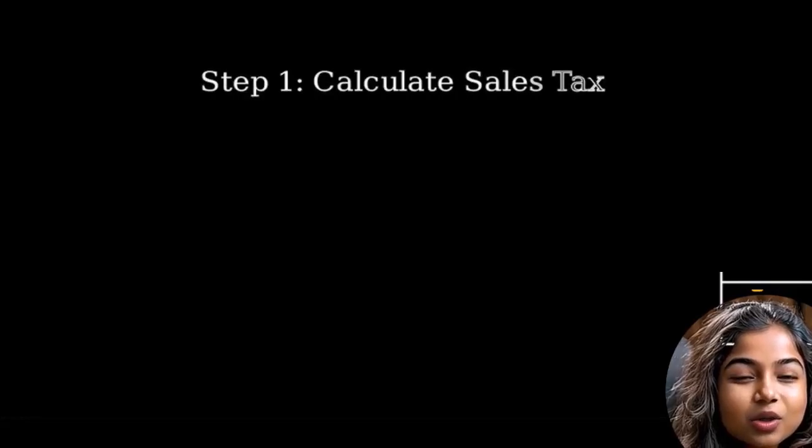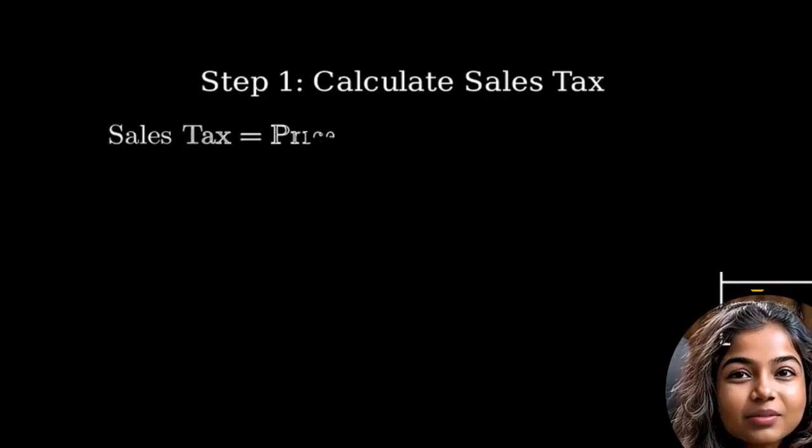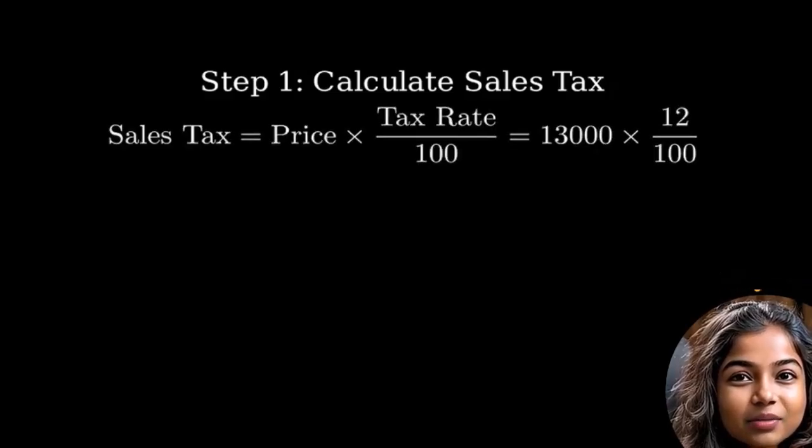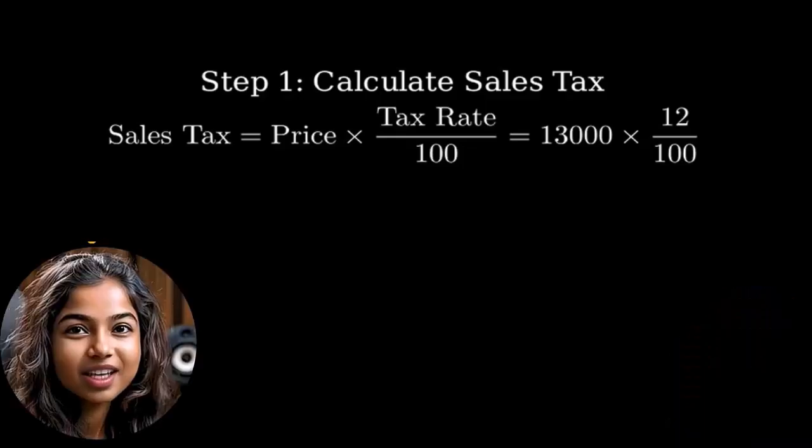Let's solve this step by step. First, we need to calculate the sales tax amount. To do this, we multiply the price by the tax rate as a decimal. 12% as a decimal is 0.12. So 13,000 times 0.12 equals 1,560 rupees in sales tax.